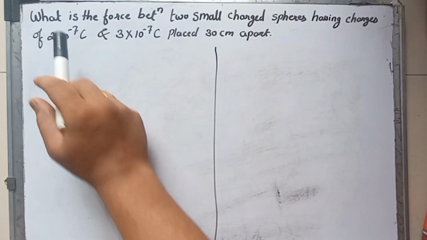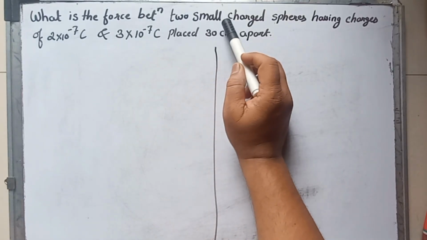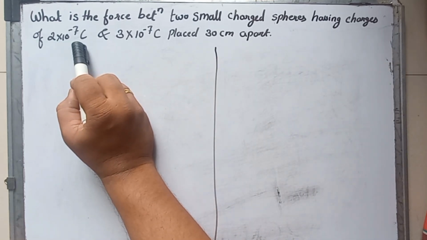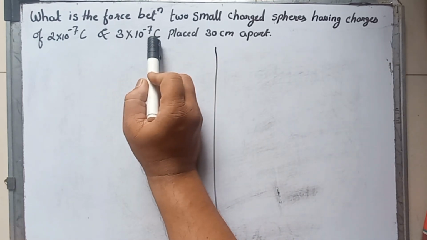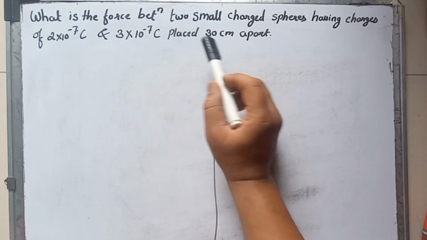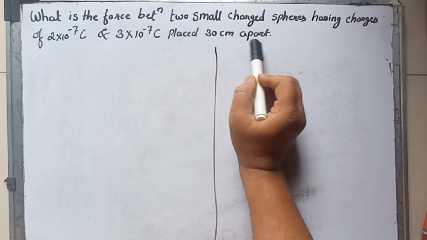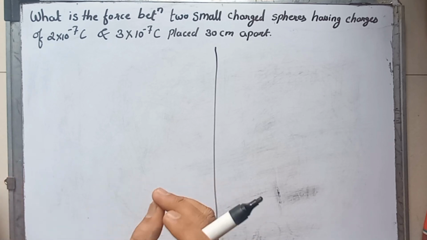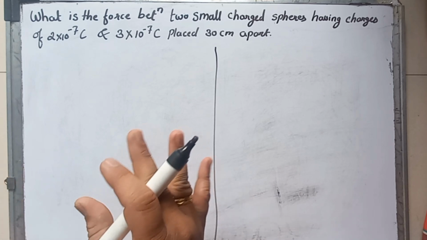So guys, the question is: what is the force between two charged spheres having charges 2 × 10^-7 coulomb and 3 × 10^-7 coulomb placed 30 centimeters apart? Let us solve this problem. To solve it, we can use Coulomb's law.